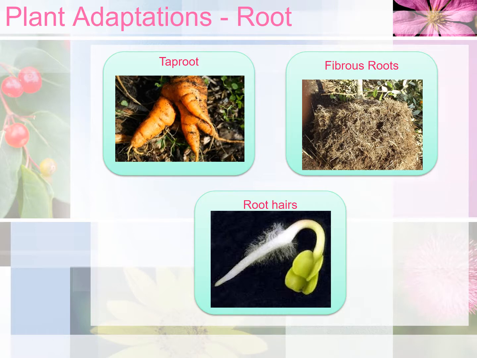And then we have root differences. We have tap roots, like your carrots. You have very fibrous roots, which is probably what you're used to. And then you have root hairs, which can supplement the food of a very small plant.